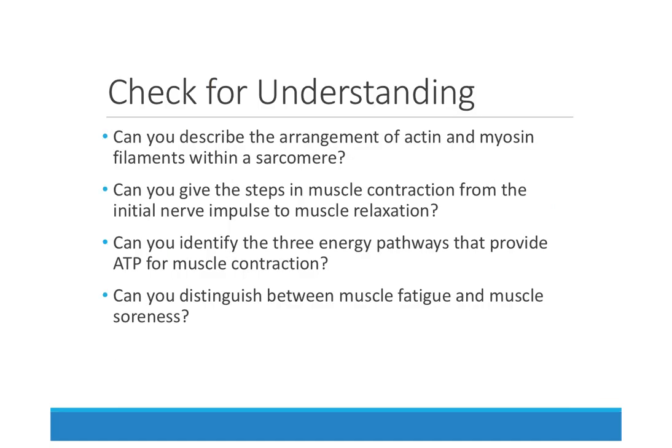So to check for understanding, can you describe how actin and myosin are arranged, those two filaments within a sarcomere, to allow for muscle contraction? Can you go through the steps in muscle contraction from that initial nerve impulse to the final muscle relaxation at the end? Can you identify the three energy pathways that provide the energy to build ATP from ADP and P? And can you distinguish the difference between muscle fatigue and muscle soreness? If you're not sure about any of this, go back and listen to those parts of the video again.